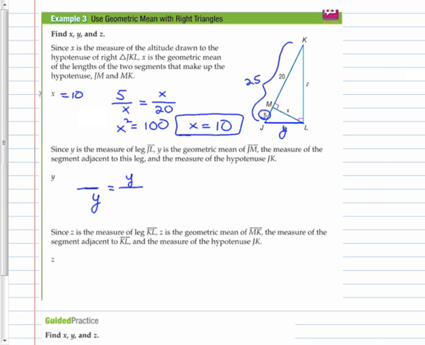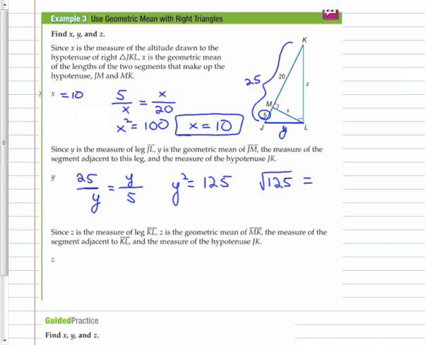Now, the reason I use the proportion here instead of the formula is because later on, we sometimes have expressions like x plus 3 or something like that. And it's a little more confusing to have in the formula, and so I usually do it this way. So that leg's a geometric mean between 25 and 5. What's 25 times 5? 125. What is the square root of 125?